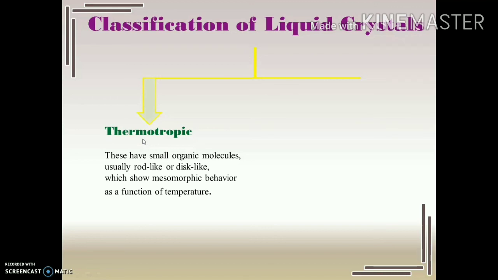These are simple organic molecules which show their liquid crystal behavior whenever a change in temperature is applied to them. In other words, these are small organic molecules which are usually rod-like, or disc-like also, and which show mesomorphic behavior, that is the liquid crystal behavior, as a function of temperature. So whenever a change in temperature accompanies the formation of the liquid crystal nature of the substance, they are called thermotropic liquid crystals.